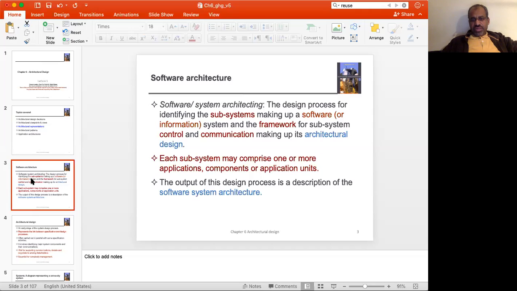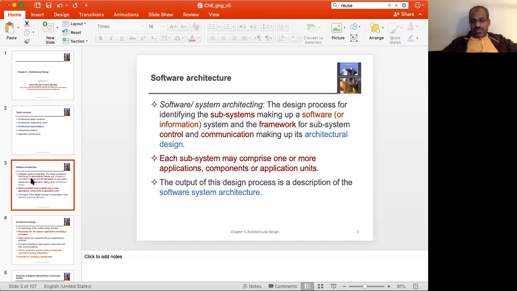Right, what is software architecture? It's software systems architecture. We have here the design process and its result for identifying subsystems for a big or an entire software or information system. Because I think we can say the same thing about systems architectures as well, in terms of not just the software, but the entire information system. So subsystems making up a bigger system, and the framework for the control of subsystems and communication between its parts.